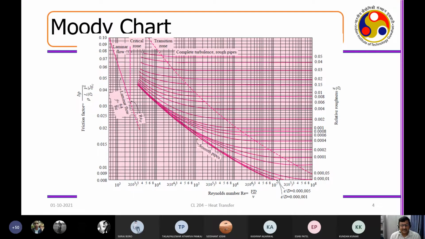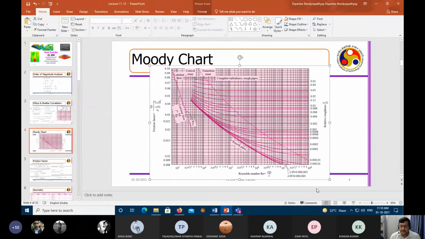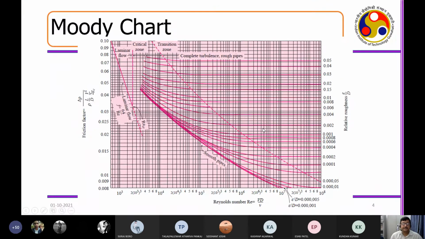Can anybody tell me what this particular plot is called? Anybody has any idea? You are doing this in fluid mechanics, right? Have you arrived up to that point? Sorry, anybody? Have you arrived up to this point in fluid mechanics? Are you taught about this? Yes, no, say something. No, sir. You are not taught, right? Okay, so let me just teach you.